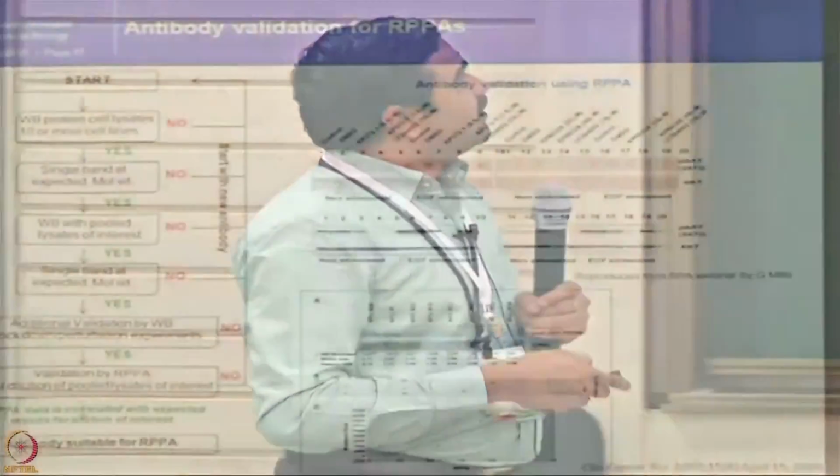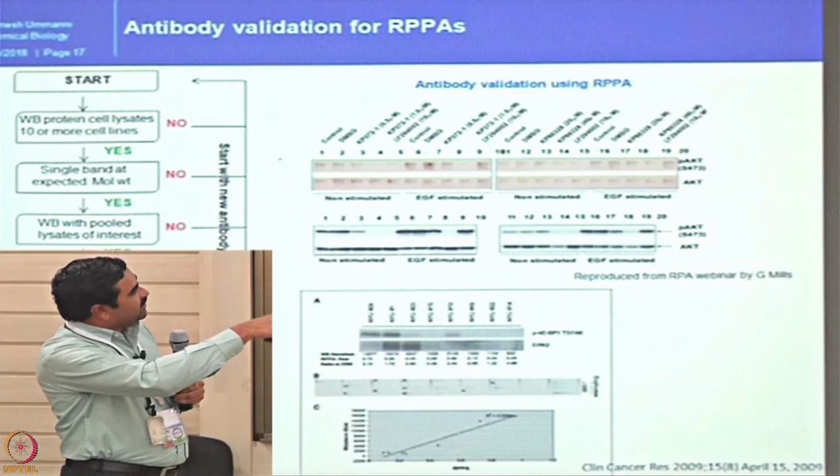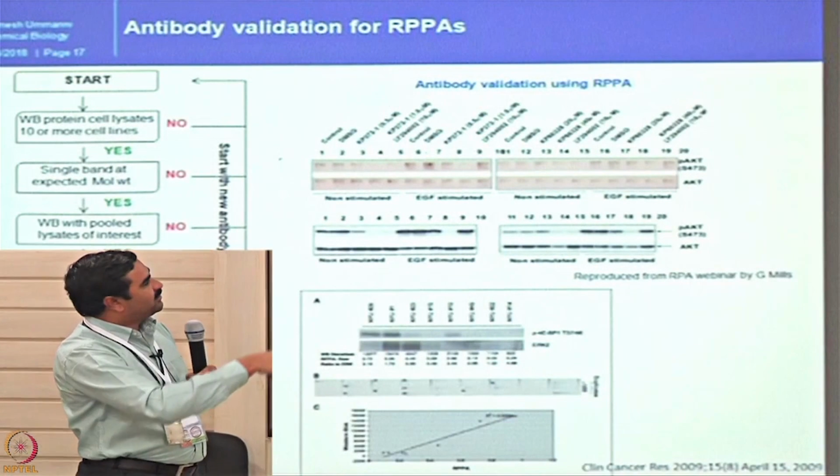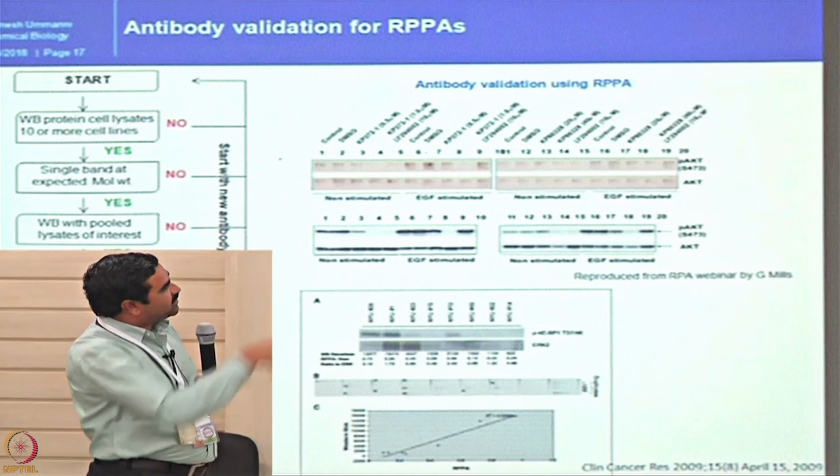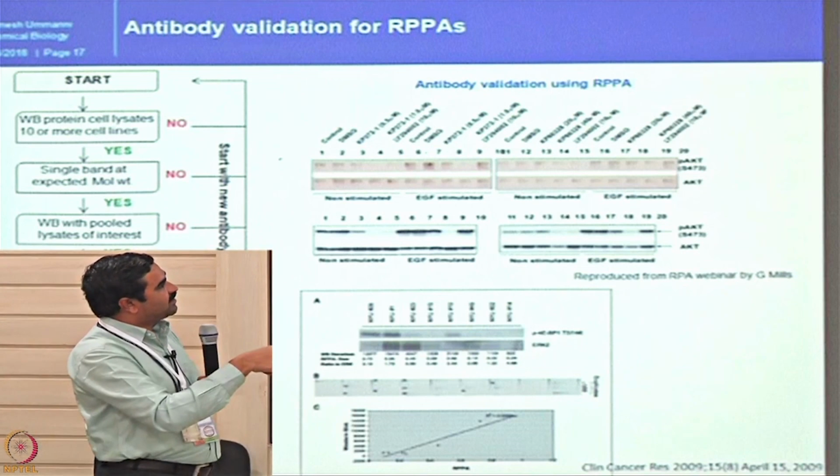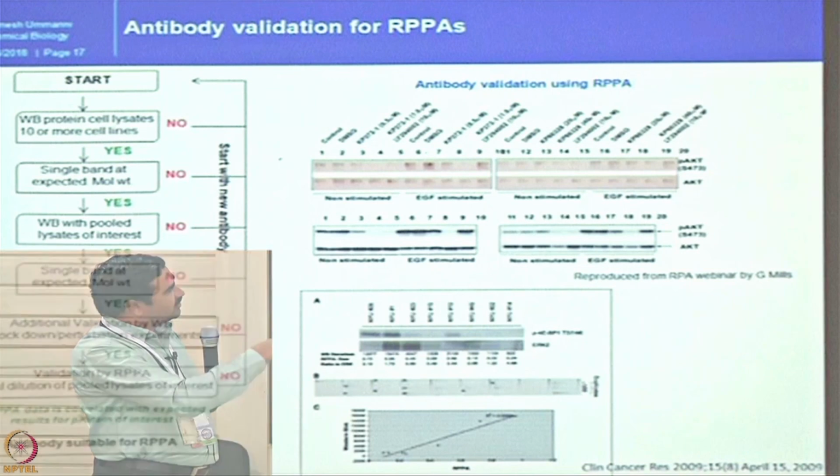Here, Gordon Mills's group from MD Anderson spotted serially diluted tumor lysates, did Western blots, and normalized the data. This is the outcome here. So now we have antibodies suitable for the reverse phase protein array approach.